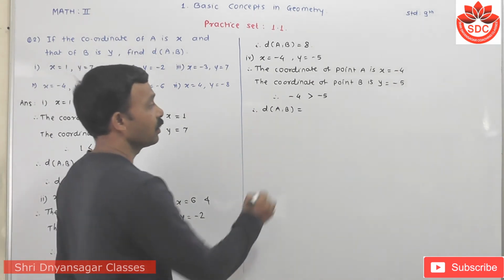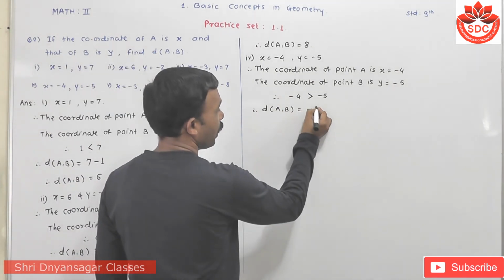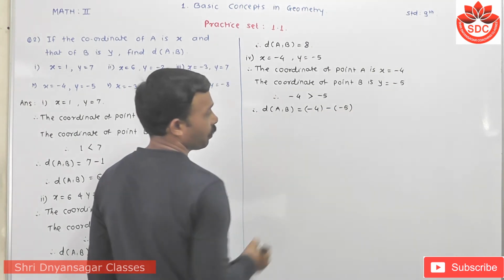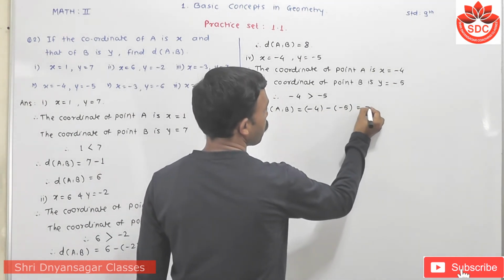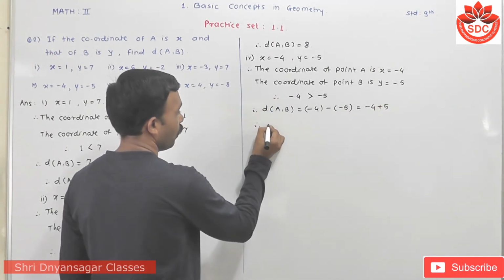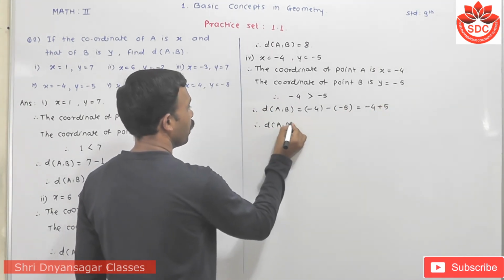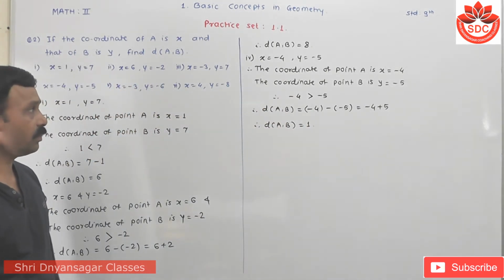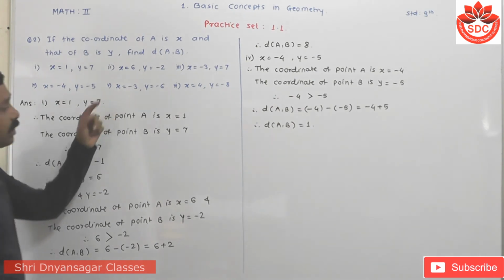from the bigger, so the bigger one is minus 4 minus minus 5. Then this value becomes minus 4 minus minus, plus 5. Therefore distance of AB is equal to how much? 1 unit. Then we take sub question number 5.